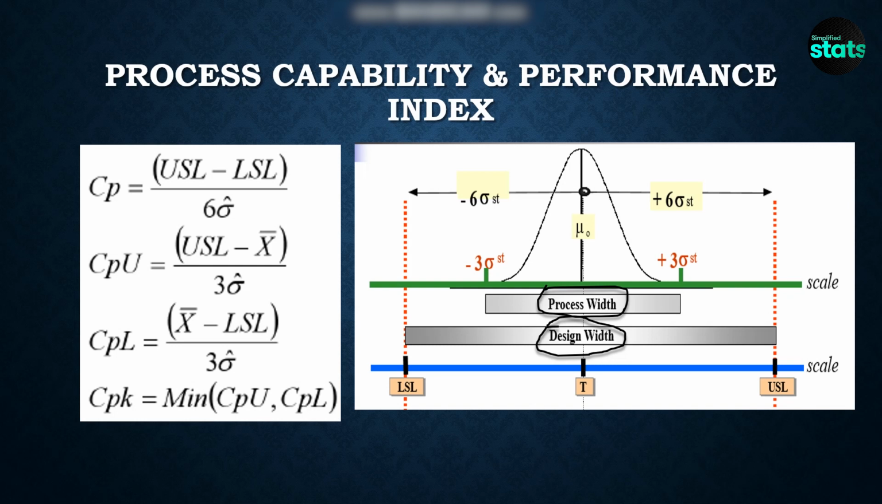Further, you can also calculate CPU wherein the mean is subtracted from the upper specification limit, and CPL wherein the lower specification limit is subtracted from the mean. The minimum of CPU or CPL gives you the performance index. It is denoted by CPK. CPK is equal to the minimum of CPU or CPL. Thus, with the help of CP and CPK, you can find out the process capability and performance index value of the given process. Remember, presently we are working to find out the parameters or the performance level of the present existing process. We are not doing any improvement at this point, just measuring the existing process.